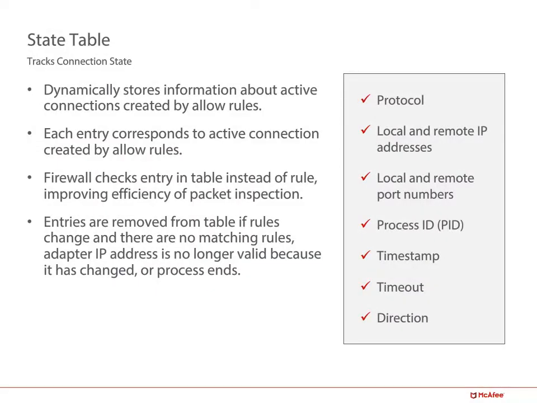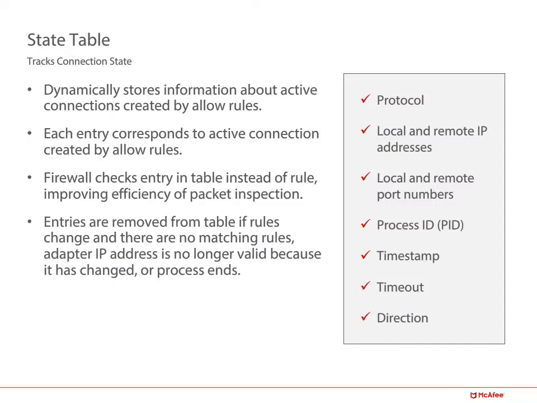The state table tracks all the connection states of our different communication. It will dynamically store all the information about all the active connections that are created by your allow rules. The different entries are matched based on what protocol. Is it talking TCP, UDP, ICMP? What is the local or remote IP address of the computers or systems? Also, the local and remote computer port numbers.